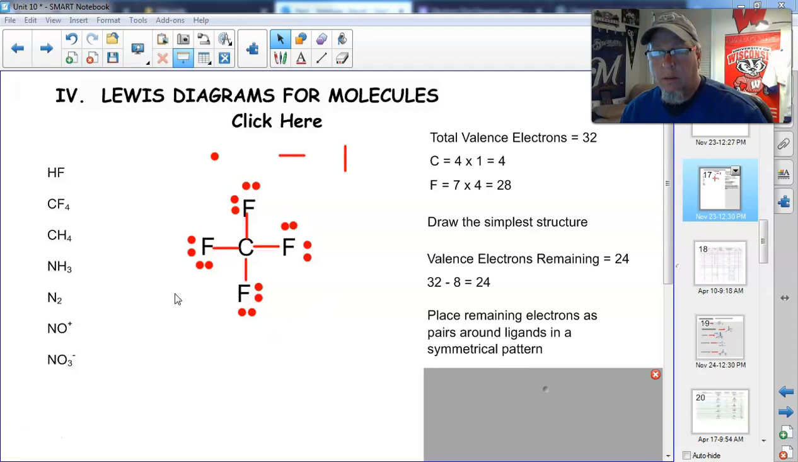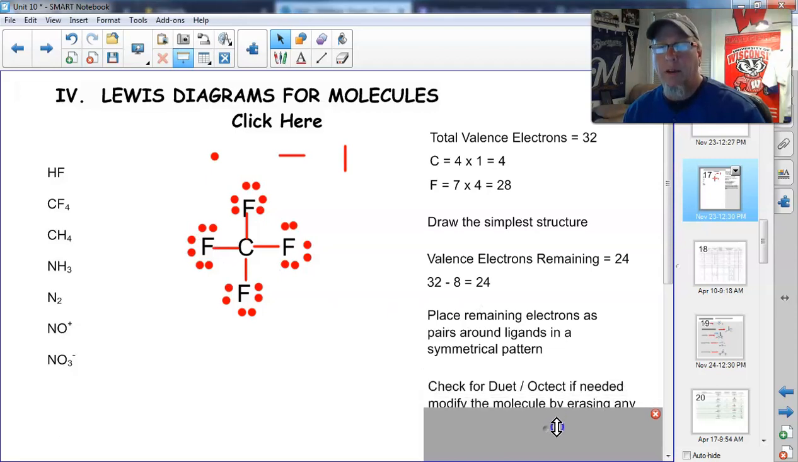So I added more, and I'm still being very symmetrical when I do it. Right now I have 2, 4, 6, 8, 10, 12, 14, 16. I'm trying to get up to that magic number 24. So I've used up 16 more now. I have 8 left to go. And I think I've used up all of my remaining pairs of electrons. 2, 4, 6, 8, 10, 12, 14, 16, 18, 20, 22, 24. That's 24 electrons.